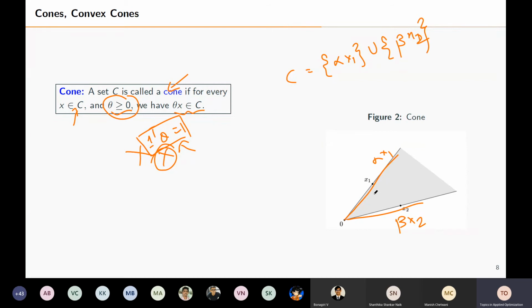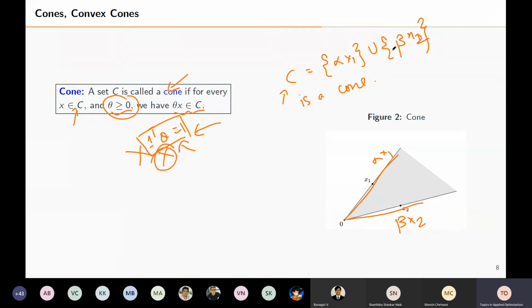So you see in this case, the fact that you drop that the sum of the theta must be 1 means that there is no possibility of getting the inner points. Okay, you don't get these inner points now, because this is a cone. This is a valid cone. Okay, this is a cone.